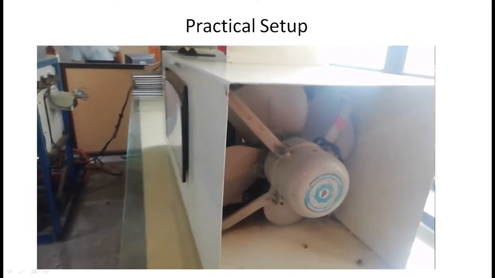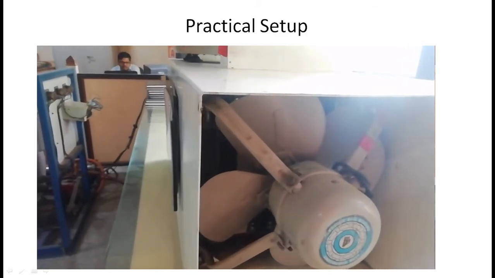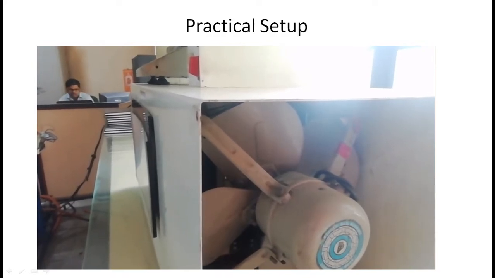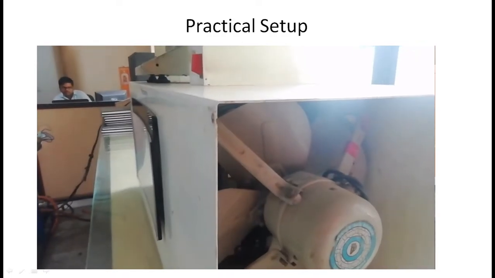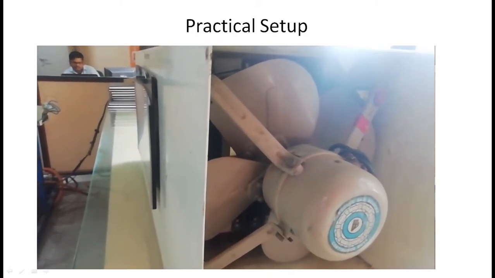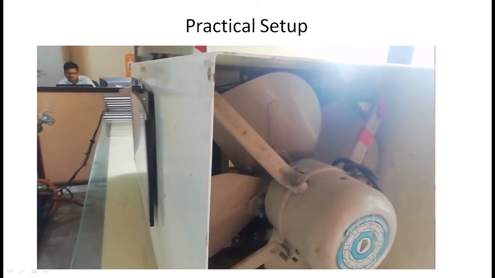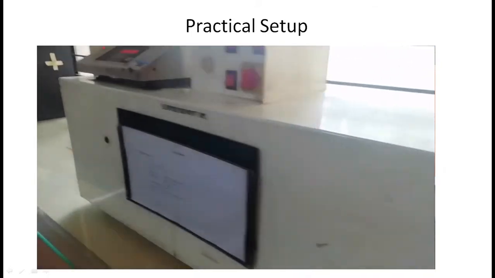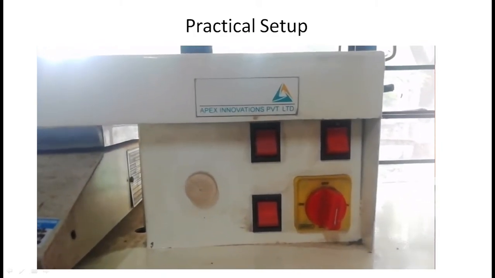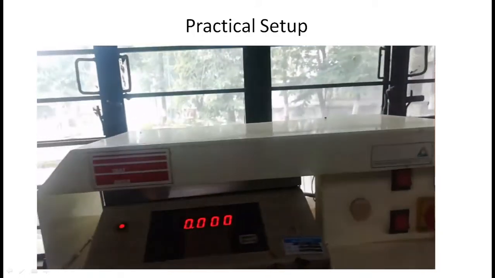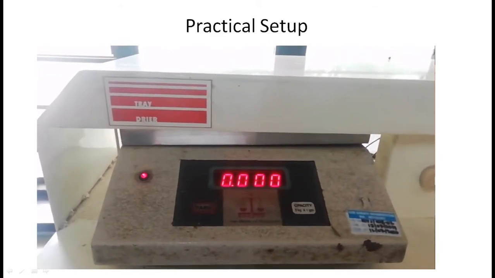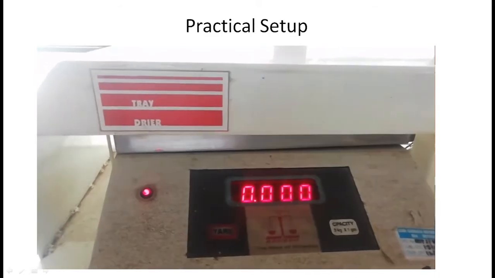Here, one blower is provided, and just before the blower, some heating coils are provided. In our practical setup, there are 3 heating coils, which are heated by electric means, and this blower blows the air over the heating coils, and that air gets heated by the coils. These are the buttons of the heating coils and the blower. Here is the weighing balance which measures the amount of moisture removed per unit time. Here we measure that weight.